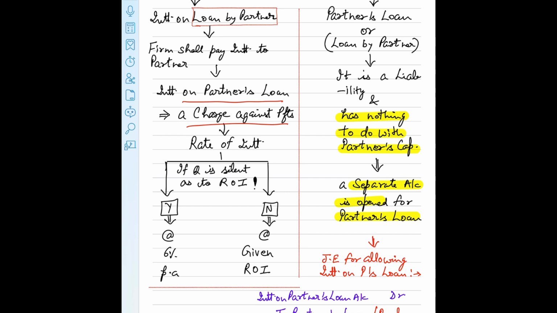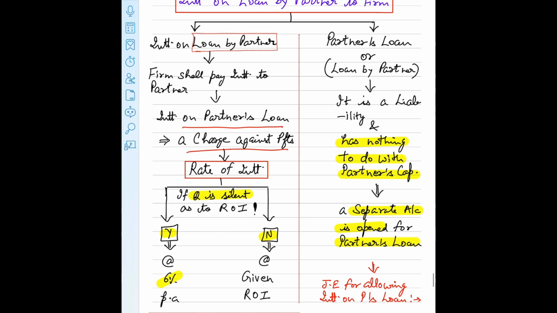And all the charges are basically debited to profit and loss account, either trading account or profit and loss account. Rate of interest, then we discussed rate of interest on this loan. If the question is silent as to rate of interest on partner's loan, we have to use 6% per annum, as mentioned in the Partnership Act 1932. And if the question is not silent, it means the rate of interest has been given, so use that given rate of interest.